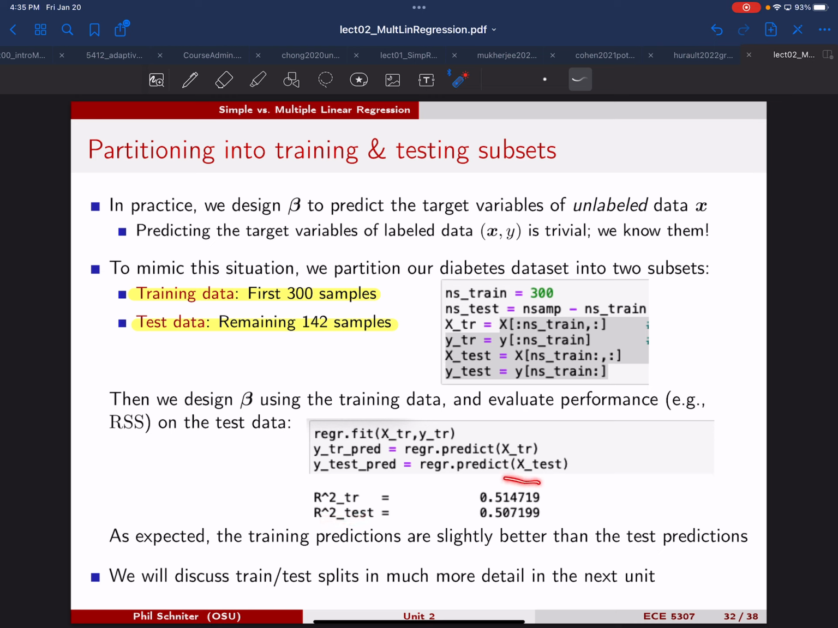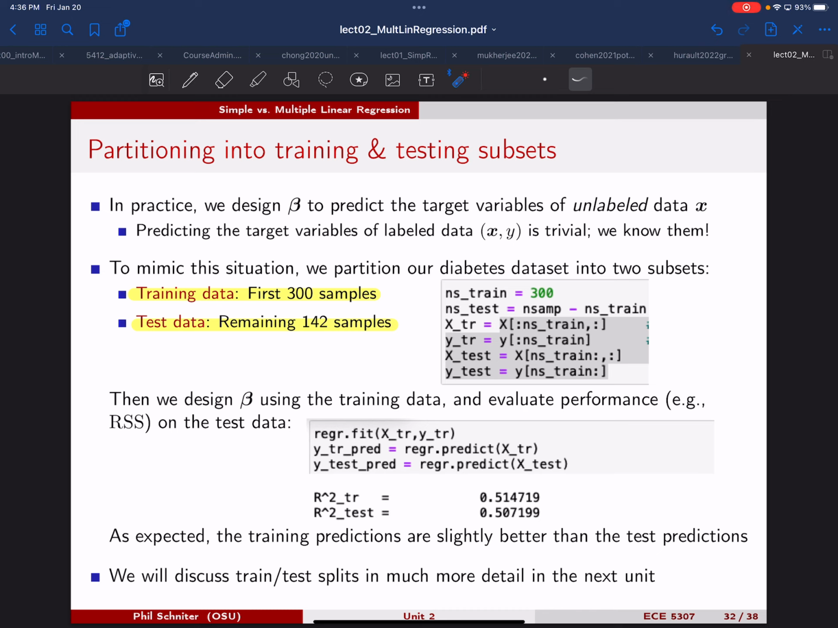And in this case, things worked out pretty well. You can see that this is similar to the number we saw before. It's not exactly the same because our training data is 300 samples, whereas before it was 442. So, but it's still pretty close. And our test RSS is pretty close as well to the training and to what we had before. What you tend to see is that the test RSS usually is a little bit lower. Or, sorry, test R squared is usually a bit worse, a bit lower than the training.